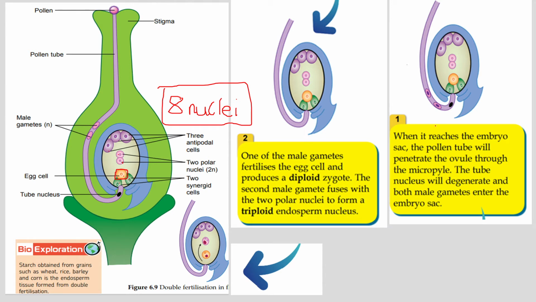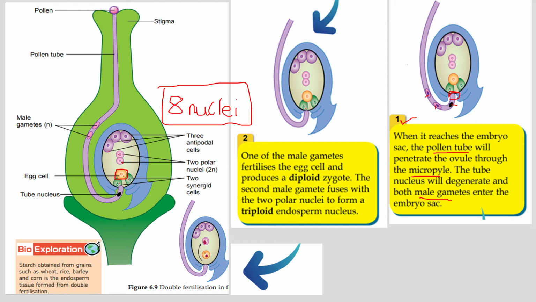So what happens? This is the first step. Upon reaching the embryo sac, the pollen tube, as mentioned just now, will penetrate into the ovule through the micropyle, which is the opening over here. The tube nucleus will degenerate. The black one is the tube nucleus. It is going to degenerate, meaning there will be a hole here, a door, an opening to let the 2 male gametes enter into the embryo sac.